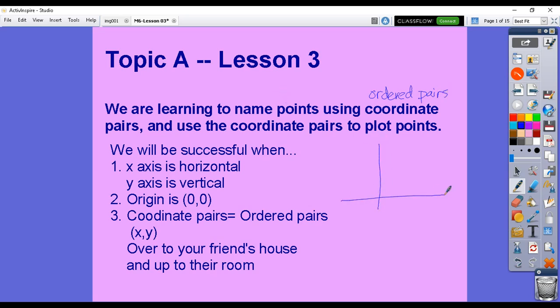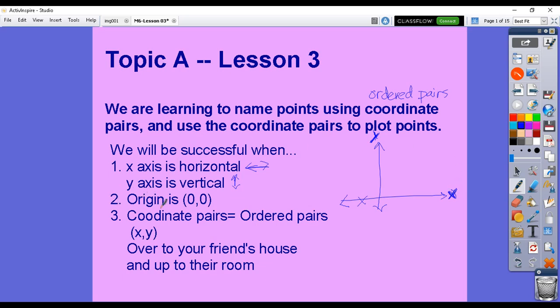So just think of that X and Y axis. The X axis is the horizontal one, meaning it's going side to side. So this would be my X axis here. And then our Y axis is vertical, meaning it's going up and down. So here would be my Y axis. Ooh, those look too similar. Here's Y, here's X.